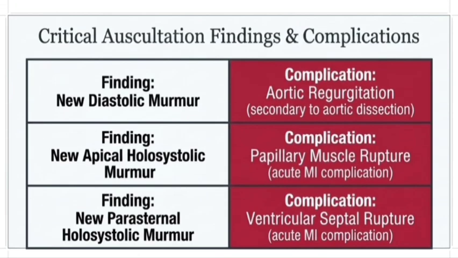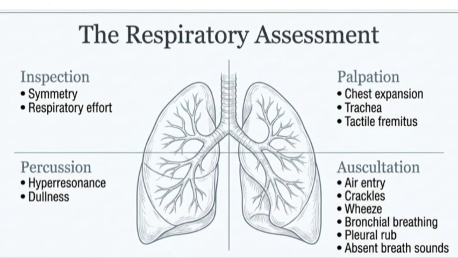A new diastolic murmur may be AR with aortic dissection. A systolic murmur may be papillary muscle rupture or ventricular septal rupture if the patient presents late after myocardial infarction. These things usually are very dangerous scenarios. With VSR, the patient is in cardiogenic shock, while in papillary muscle rupture, the patient is in pulmonary edema. Given a lot of pulmonary edema, the murmur of MR might not be audible clearly.